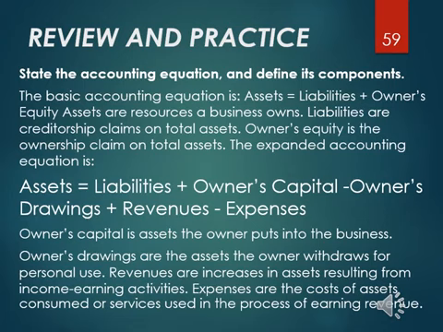State the accounting equation and define its components. The basic accounting equation is assets equals liabilities plus owner's equity. Assets are resources a business owns. Liabilities are creditorship claims on total assets. Owner's equity is the ownership claim on total assets. The expanded accounting equation is assets equals liabilities plus owner's capital, minus owner's drawings, plus revenues, minus expenses.